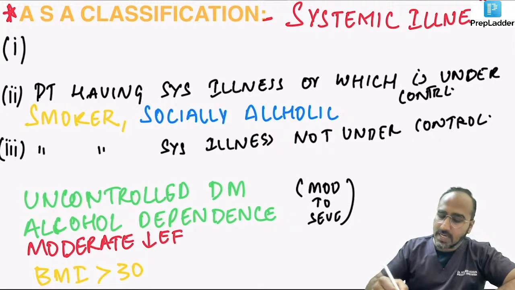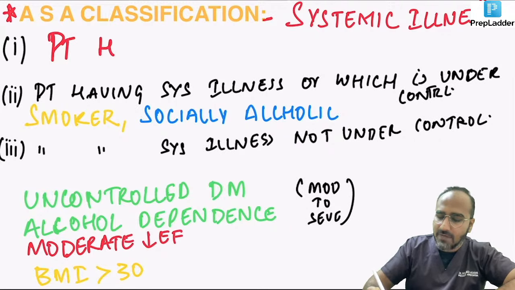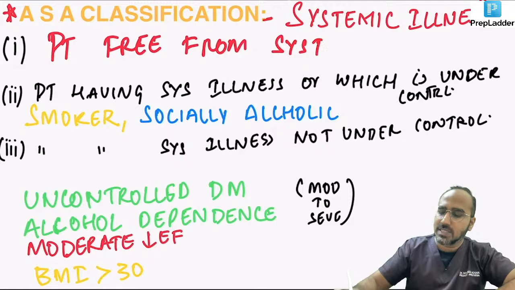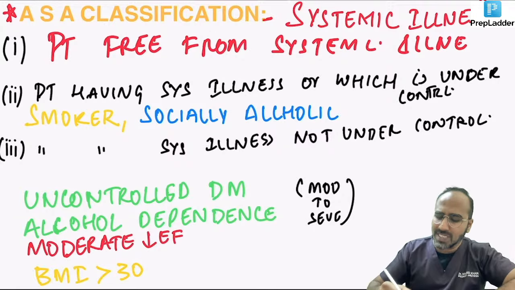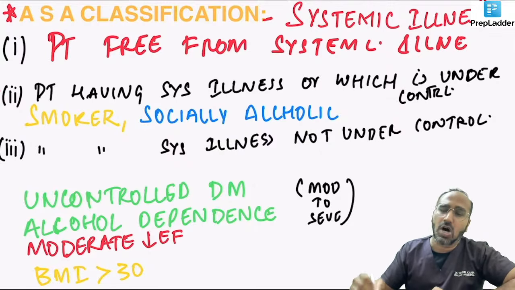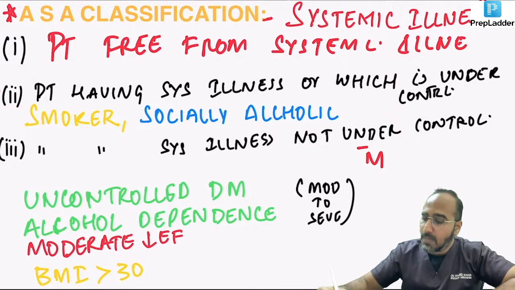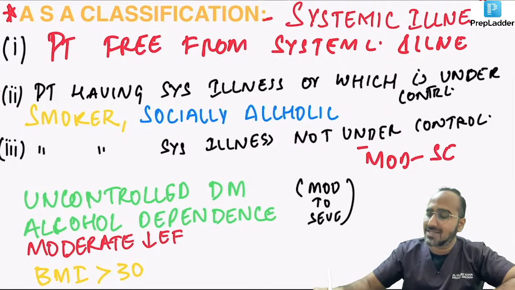So ASA 1. ASA 1 means what, guys? Patient free from systemic illness. That is ASA class 1. ASA class 2 means patient having systemic illness which is mild or under control. Okay, smoker and social alcoholic patients also come under ASA class 2. Class 3, as I already told you, patient having systemic illness which is not under control. Meaning patient is having moderate to severe systemic illness.